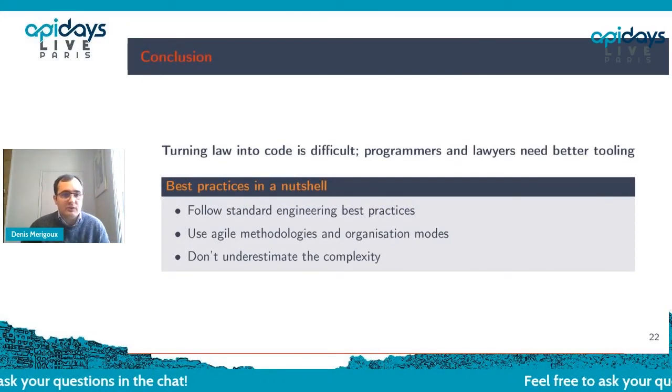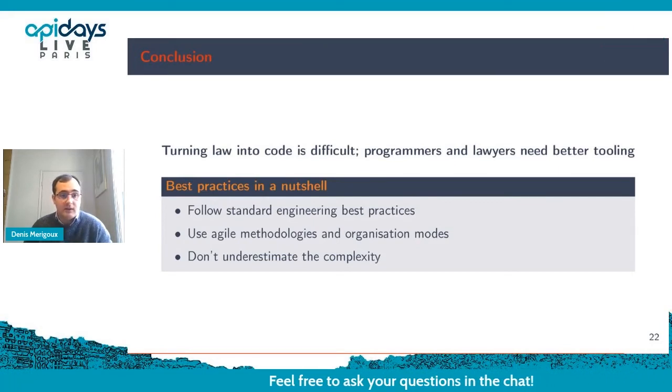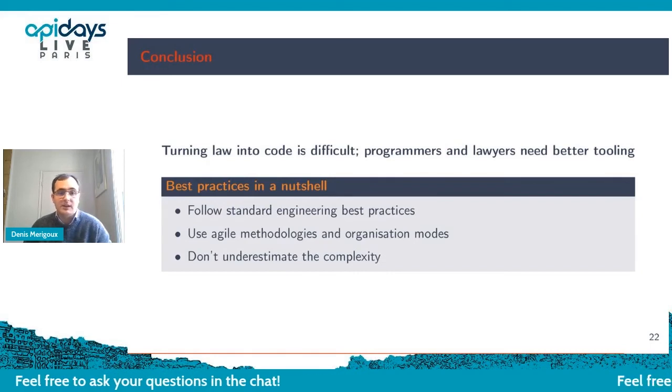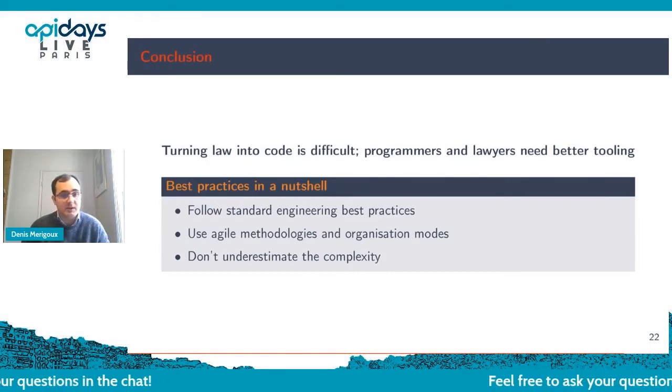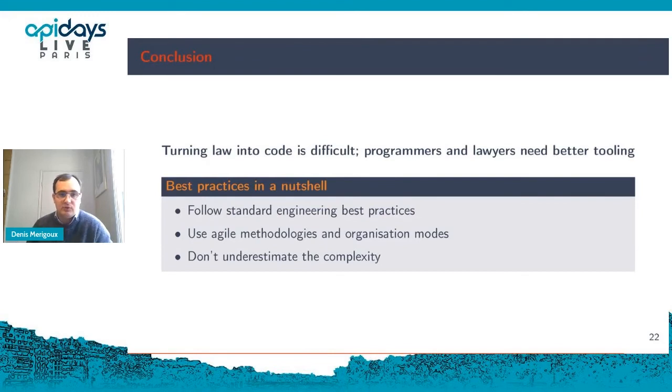So in conclusion, turning law into code is difficult. The programmers and lawyers need better tooling, and some of it is coming, some of it I'm doing in my research, but it's really an active research topic. The best practices in a nutshell are to follow the standard engineering best practices, but also with a few tweaks for the law. Use agile methodologies and organization modes, and really have your lawyers work together with your programmers really closely. And don't underestimate the complexity of the task, because that is really difficult.